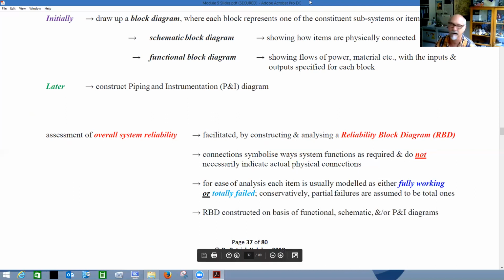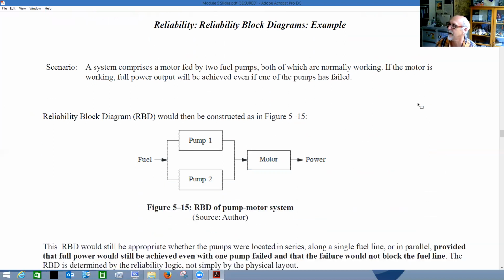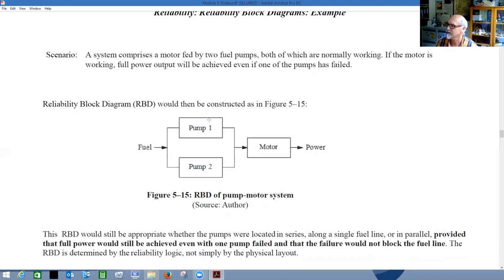So collectively, the idea is that you're getting as much information as possible to help you understand what the problems are, what the failures might be, and how you go about avoiding them or fixing them when they do occur. So this reliability block diagram looks at an example. The scenario is a system comprising a motor fed by 2 fuel pumps, both of which are normally working. If the motor is working, full power output will be achieved even if one of the pumps has failed, because as you can see, since they're in parallel, we're still able to have the output occurring.